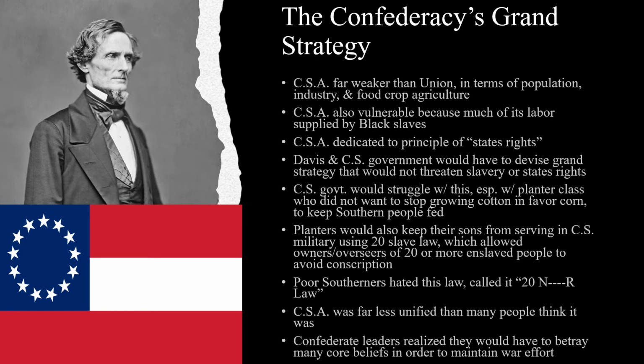Lincoln and the U.S. had a very difficult task: to defeat the Confederacy and bring the rebellious southern states back into the Union without angering the border states. It was like walking a tightrope. The Confederacy had a different set of challenges.